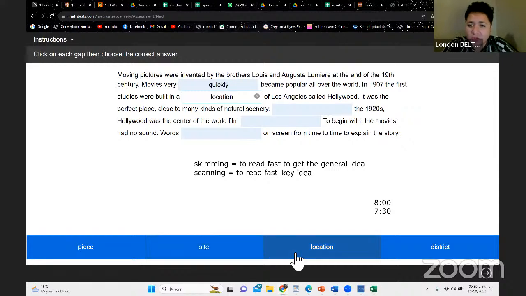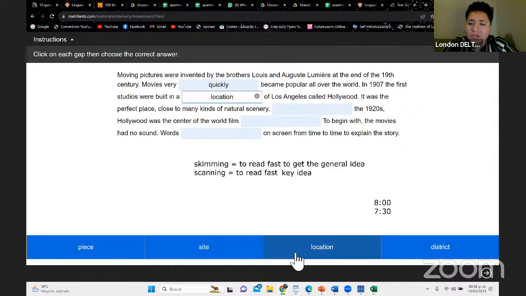Okay, let's see what location means in English. A location has two meanings, okay? I don't know if you ever watched the credits of the movies and they say locations. The locations show the places where the movie was recorded. The problem with location is that in this case we're talking about a big city, right? Location is used for smaller things.